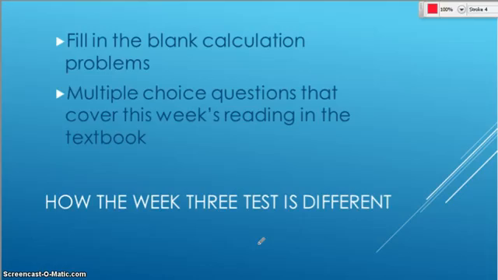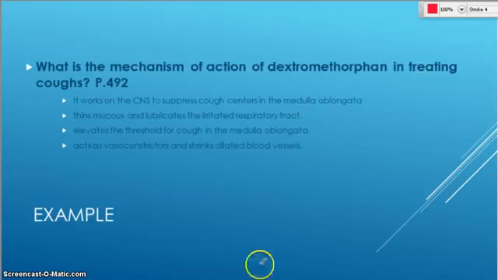So let me just give you a few examples of what you might see in those questions and how to use your textbook to make the most of your time when you're taking the test. Here's our first example. It says, what is the mechanism of action of dextromethorphan in treating coughs? Now, I've put some page numbers on here for you, and these page numbers refer to our old textbook. So some of you might have the old version, some of you might have the new version. If you have the new version, the page that you're going to want to look at is page 520. So let me write that in there for you real quick.